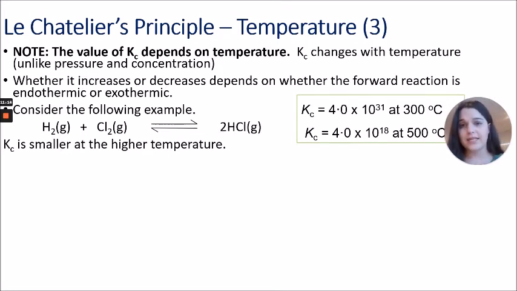Okay, now really importantly, the value of Kc does change with temperature. When we looked at pressure and concentration, Kc didn't change because we ended up with the same ratio of products and reactants. That's not going to be the case with temperature. So if we have a look at the following example here, I've got Kc is 4.0 times 10 to the power of 31 when it's 300 degrees Celsius. If I increase my temperature up to 500 degrees Celsius, my Kc drops down to 4 times 10 to the power of 18.